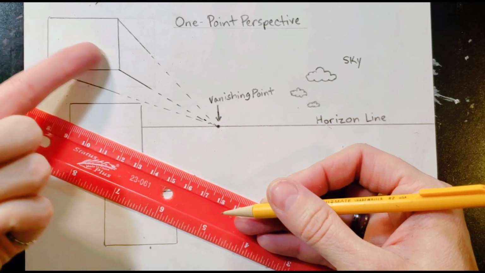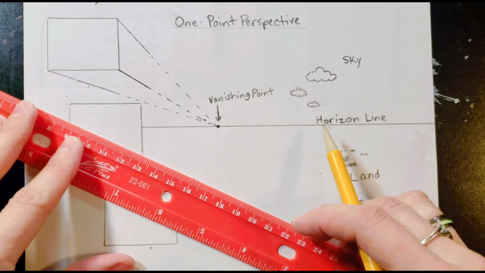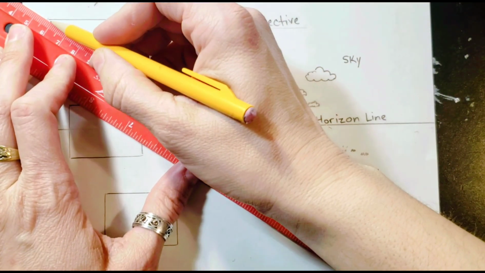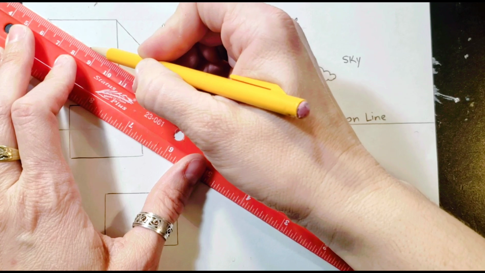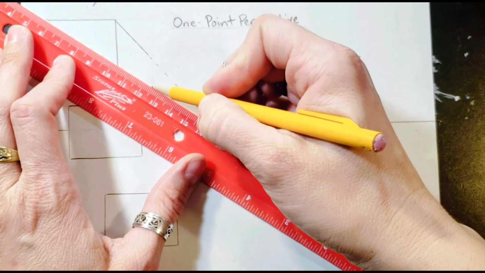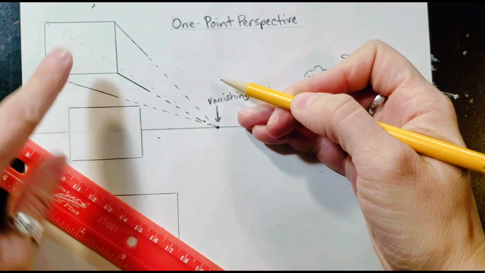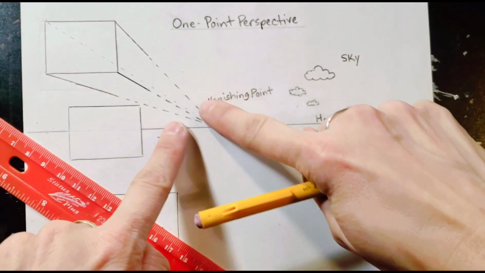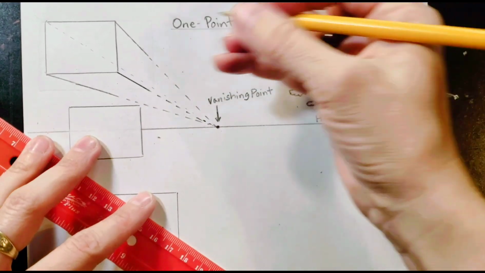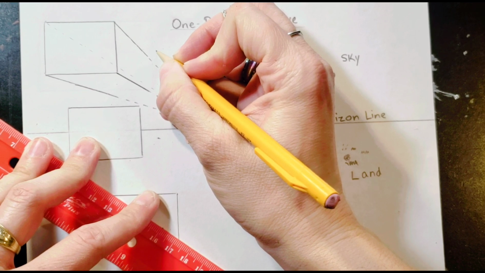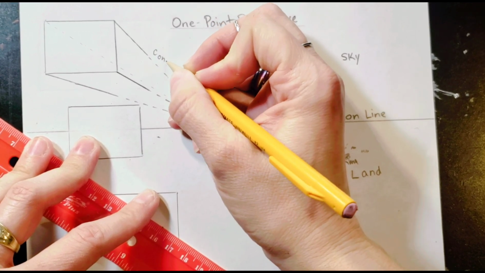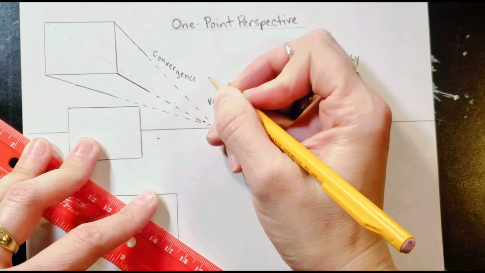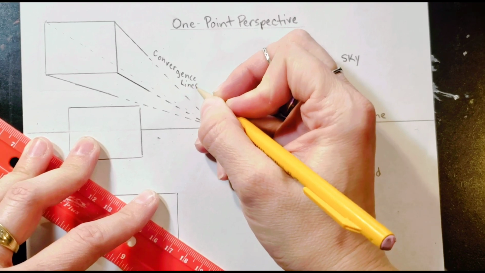Now this last corner is behind everything. If this is a solid object, you can't see it. So instead of drawing a solid line here, we're going to just do a dotted line so you can tell that that corner also lines up with the vanishing point, even though you can't really see it because this is a solid object. Now notice how everything gets smaller as it goes to the vanishing point. All these diagonal lines are called convergence lines because they converge at the vanishing point, all down to one little point.